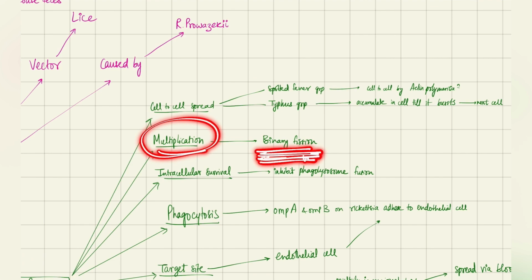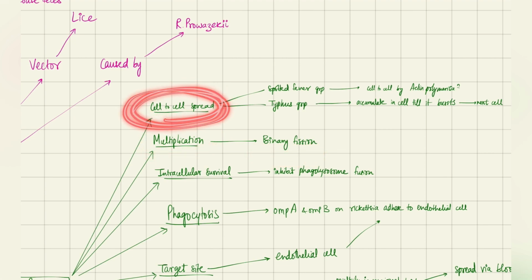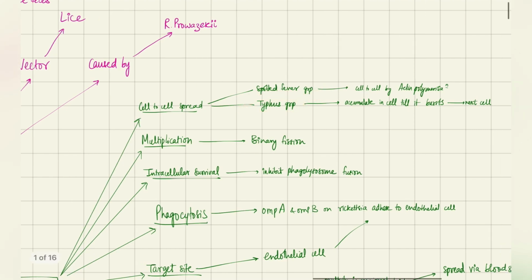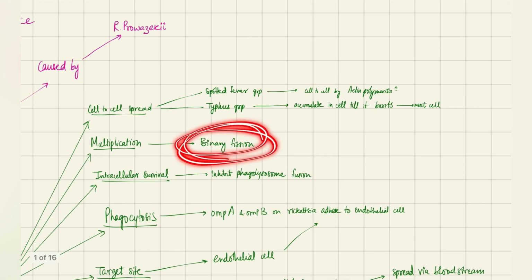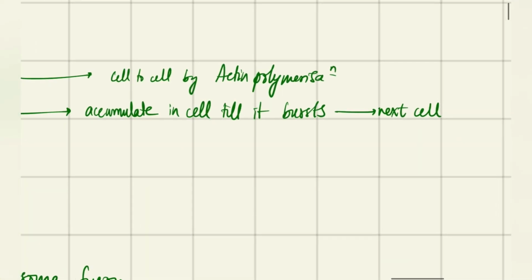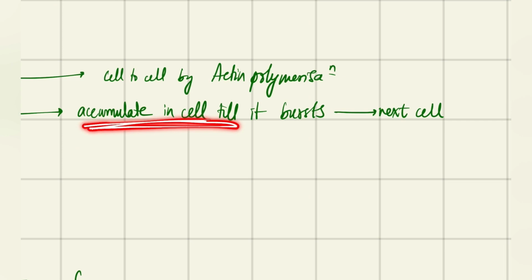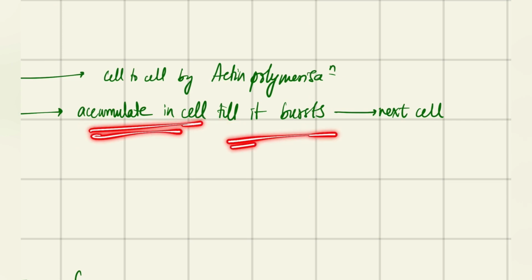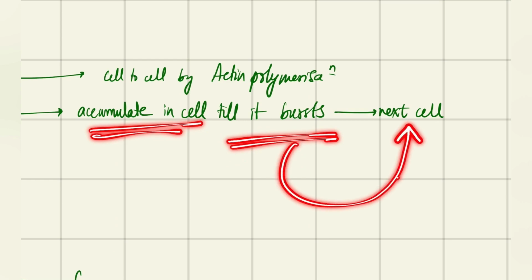Now, after they have multiplied, they have to spread to other cells, right? To continue the infection. This is a very important stage because it is different for the typhus group and the spotted fever group. For the typhus group, the bacteria multiply by binary fission, and after that they accumulate in the cell till it bursts. Characteristic. After bursting, they go and infect the next cell.